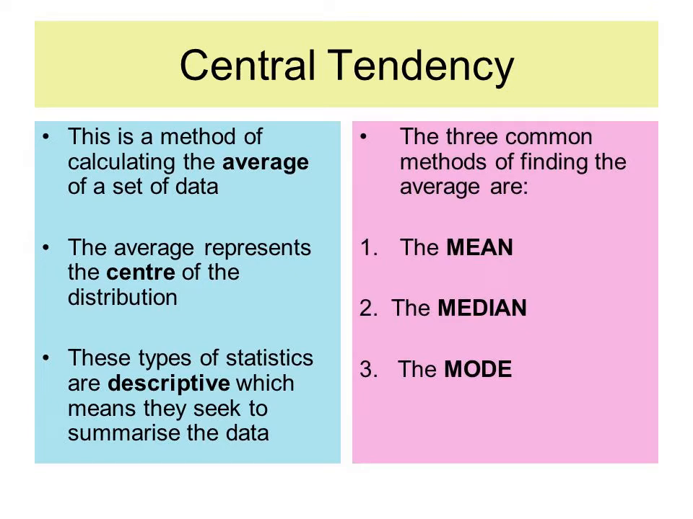Why do these descriptive statistics summarize your data? Just for understanding and getting the desired result from your data. The three common methods we use for finding the average are the mean of the data, the median of the data, and the mode of the data. That's all about central tendency.